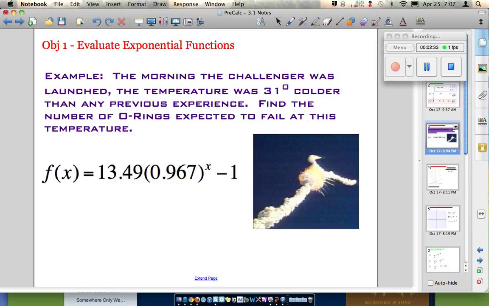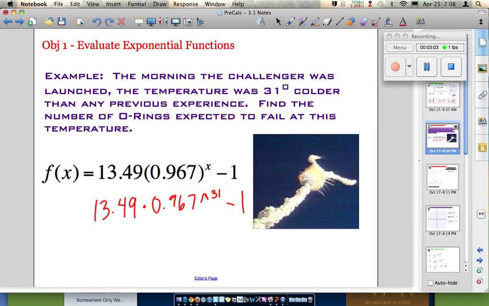So let's see how to evaluate exponential functions. The morning the Challenger was launched, the temperature was 31 degrees, colder than any previous experience. Find the number of O-rings expected to fail at this temperature. So it's as simple as plugging into our calculator: 13.49 times 0.967 to the 31st power, and then minus 1.